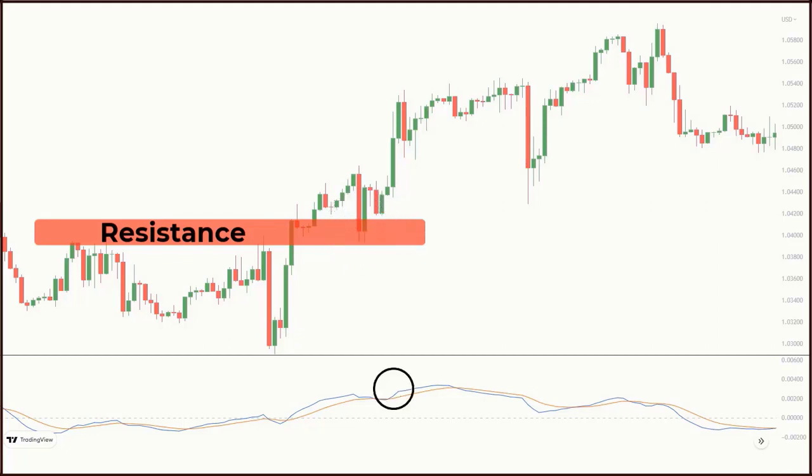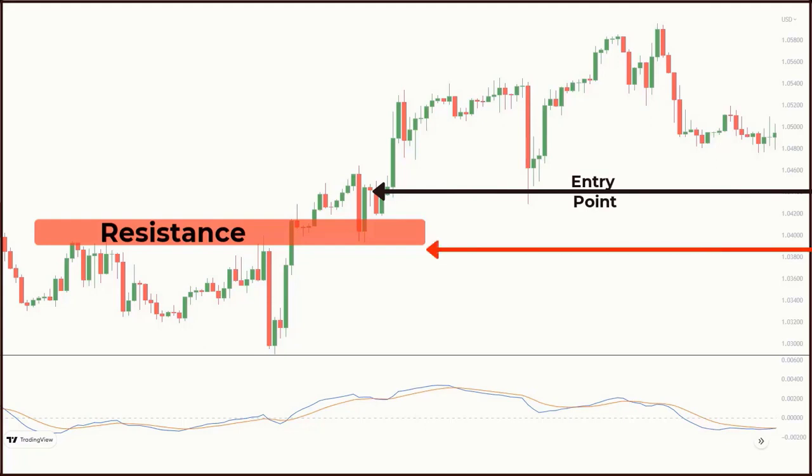So when the price touches this level from above, we wait for the MACD line to cross above the signal line. The crossover happens here, so we enter on this candle. And we keep our stop loss below the support level. We can keep our targets at 1.5:1 risk to reward ratio. And as you can see, we easily achieved our target.